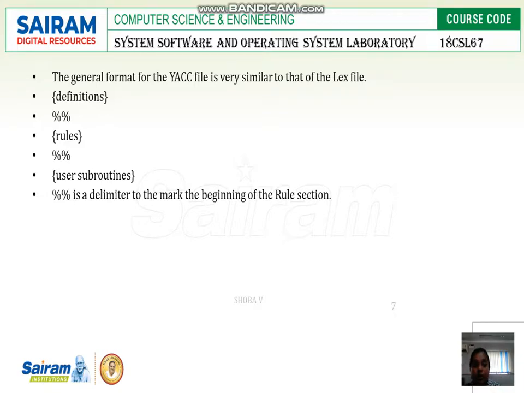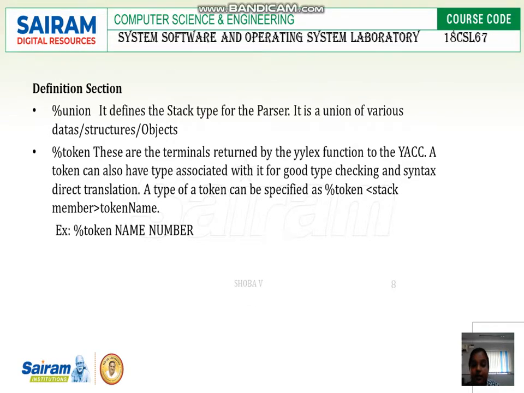We have the definition section, rule section and user subroutines, or we can say it as C code. Each section should be separated by the delimiter. The delimiter is nothing but percentage percentage, and it marks the beginning of the rule section. So the definition section we'll see now.